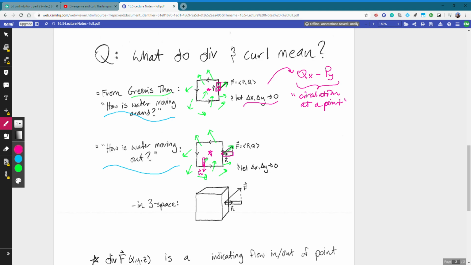And so if we'd like to understand how water is moving out, then what we'd like to add up are the normal components of our fluid vectors as we move around this square. And so if we pick a small square around a point and move around and add up this information, we'll get something. Now what I claim is if we then let this square shrink, then what pops out is the function px plus qy.